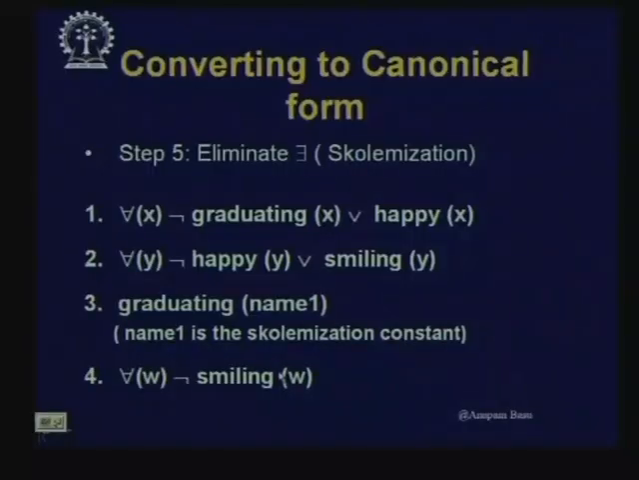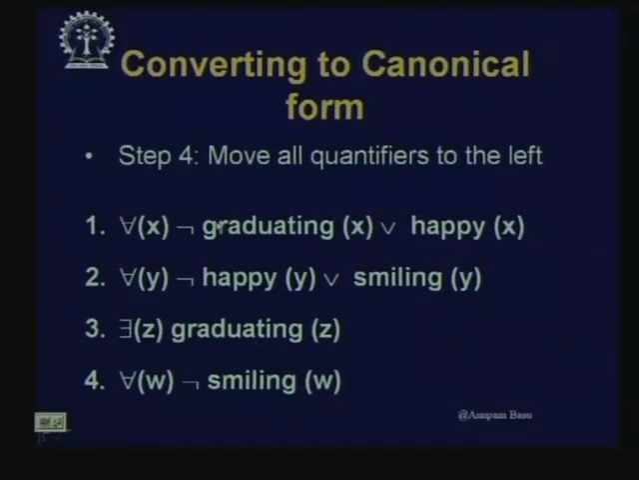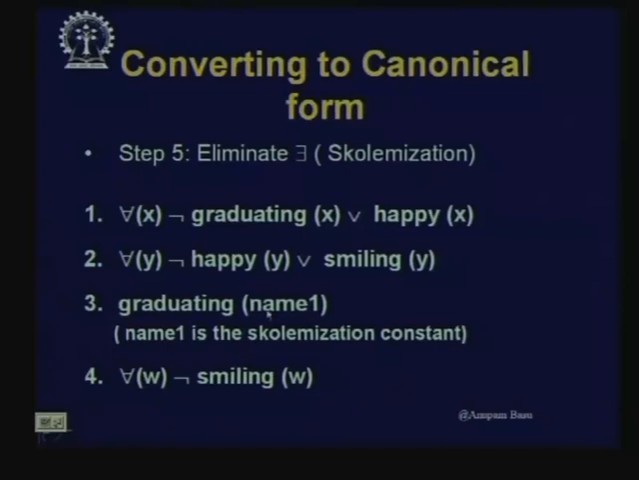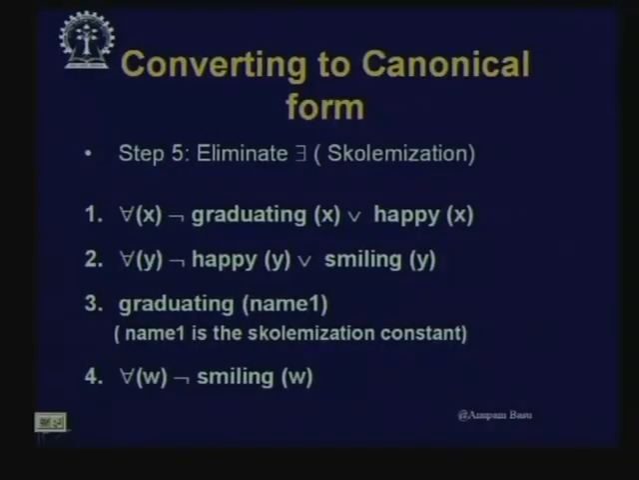So, for example, here, let us go to the earlier one, there was no existential quantification at all. The only existential quantification in this case that we had was this. It was there exists z such that graduating z. We remove that, and in place of that we find name 1. Name 1 is a Skolemization constant. It is a name that somehow we are finding out who is graduating. So, that particular value of x or z in that case is satisfying this statement graduating x.